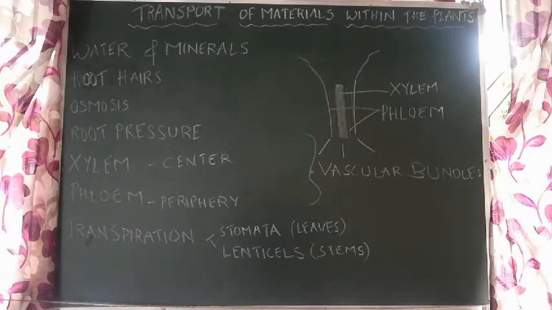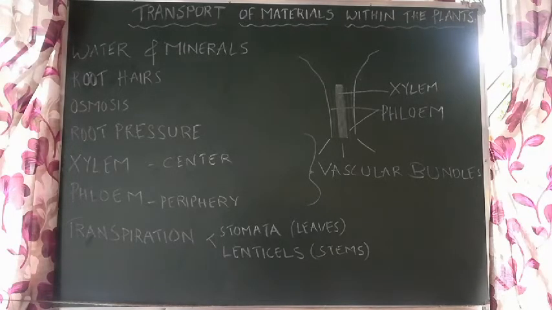Now, this water also carries the minerals required by the plant. Minerals are also obtained from the surrounding soil itself. In which form are the minerals absorbed? In ionic form. If you take sodium chloride salt, NaCl, it is absorbed as Na+ and Cl-.